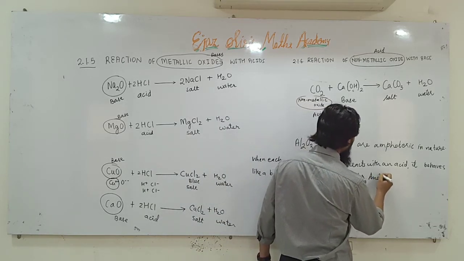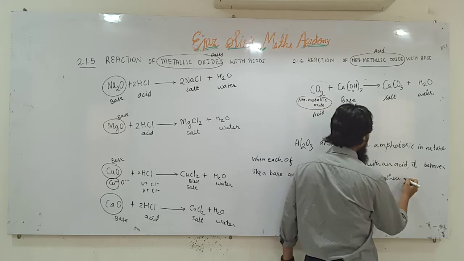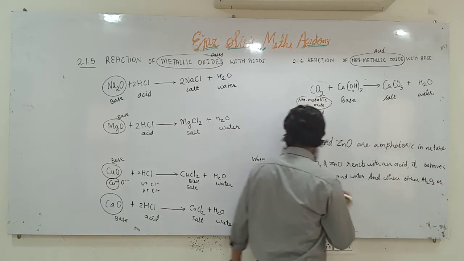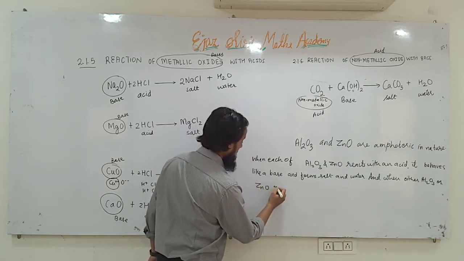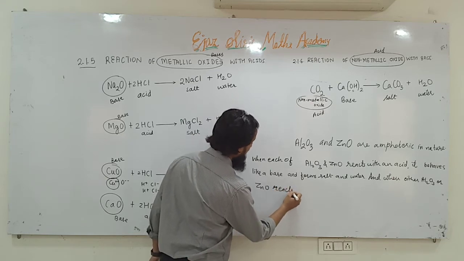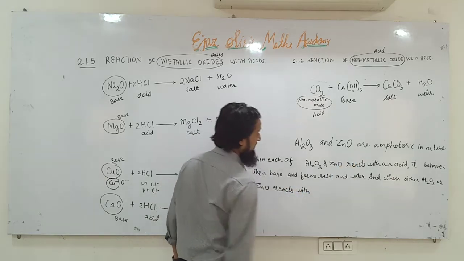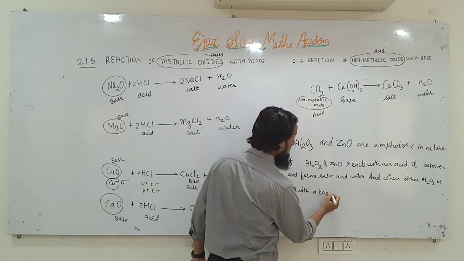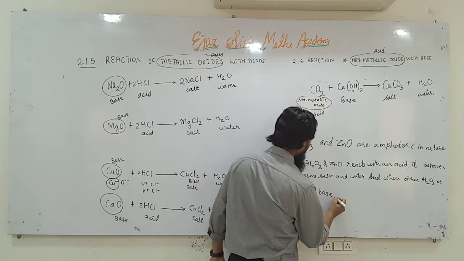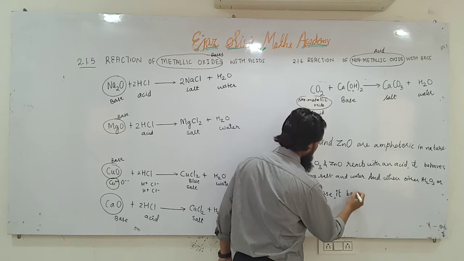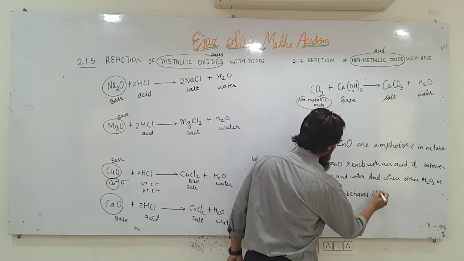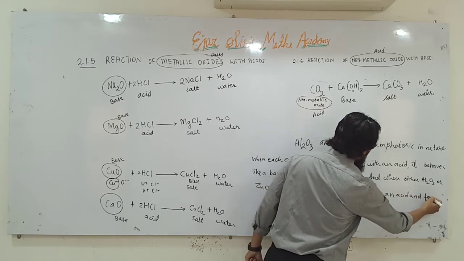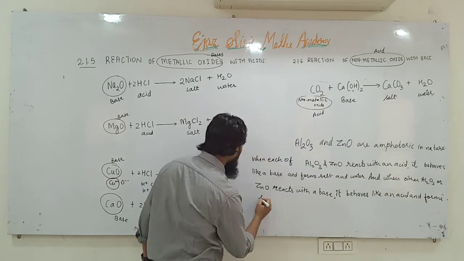And when either Al2O3 or ZnO reacts with, what did we write first? React with acid. Now here we will write react with a base. It behaves like an acid and forms salt and water.